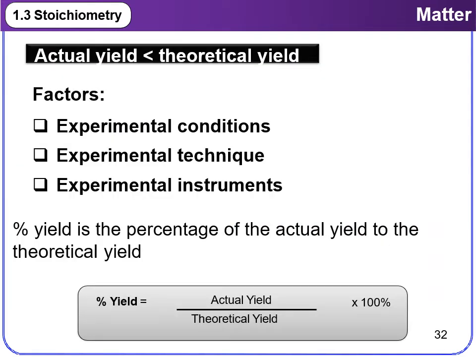Okay, I think when you do experiments, you always notice the actual yield is always less than the theoretical yield, because there are some factors that make the actual yield less than theoretical, because of experiment condition, experiment technique, or the instrument. So if we want to get the percentage yield, always use the actual yield divided by the theoretical yield and then multiply by 100%.